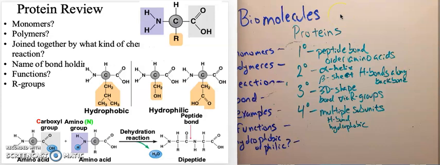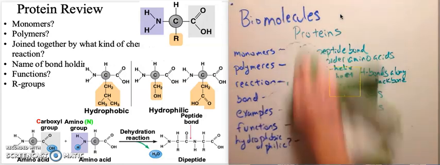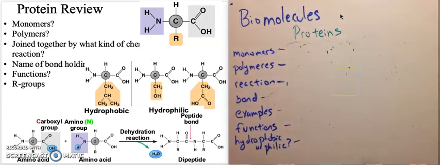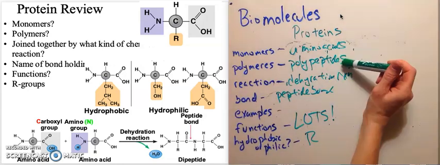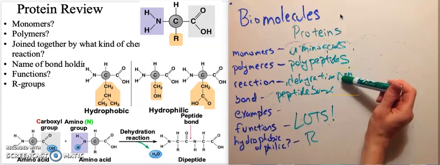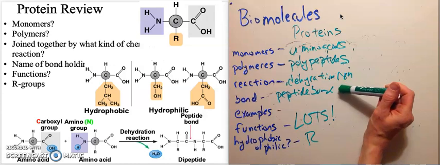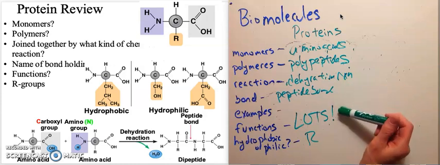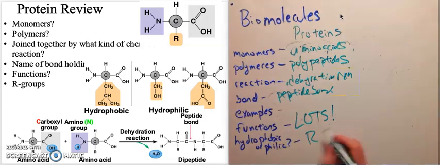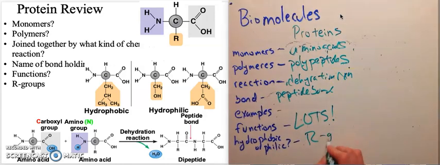So let's make sure that we have all the information in our notes. So our monomers of proteins are called amino acids. Our polymers are called polypeptides. Our monomers are joined together by a dehydration reaction to form a peptide bond. There are lots of different examples of proteins, and whether they're hydrophobic or hydrophilic is determined by the R group.